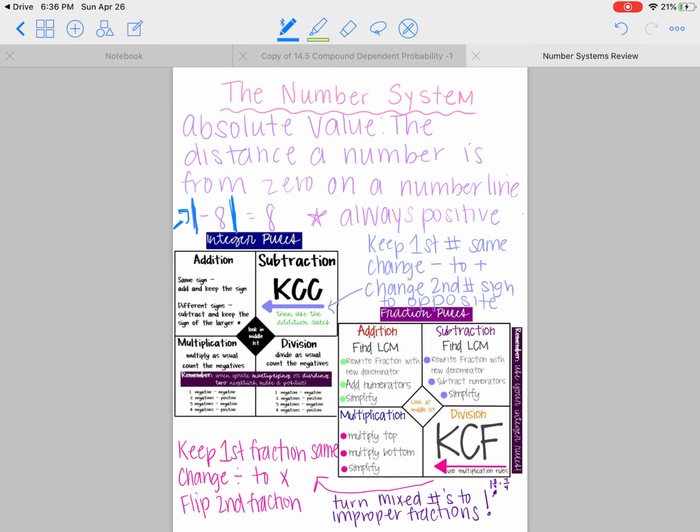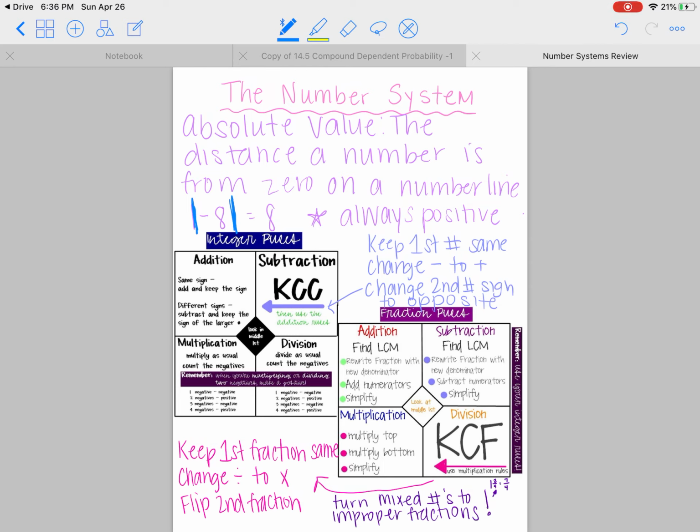First off, absolute value. Remember that absolute value is the distance a number is from zero on a number line. On our example right here, what we have is -8 in these blue absolute value bars. Now -8, the absolute value of that is 8. It's 8 spaces from 0. Absolute values will always be positive. Okay? Now, let's look at some integer rules on the left-hand side.